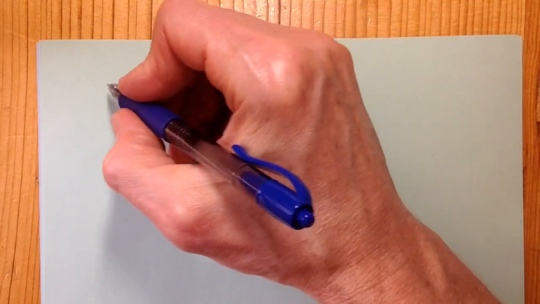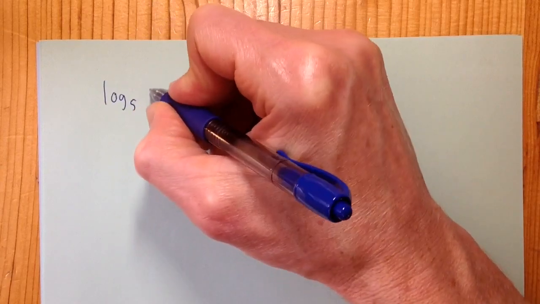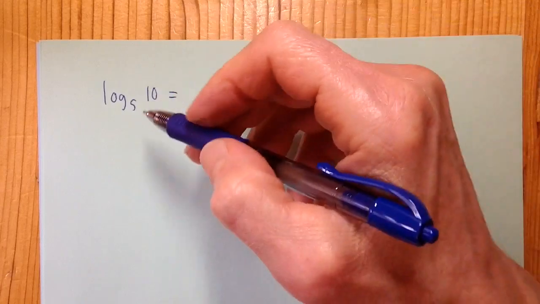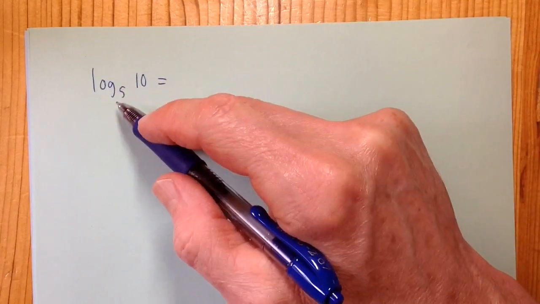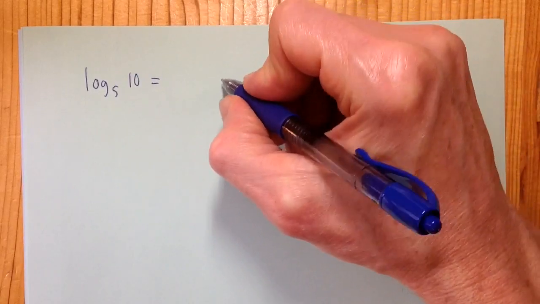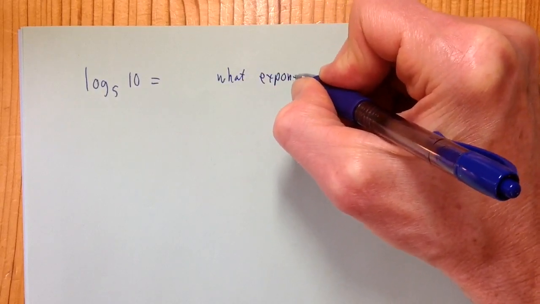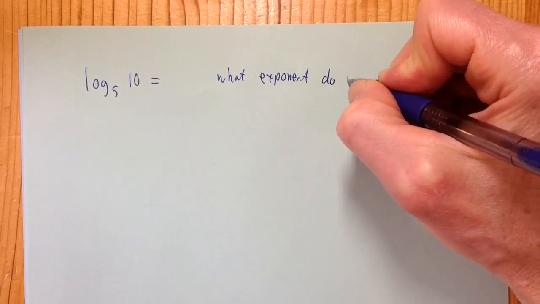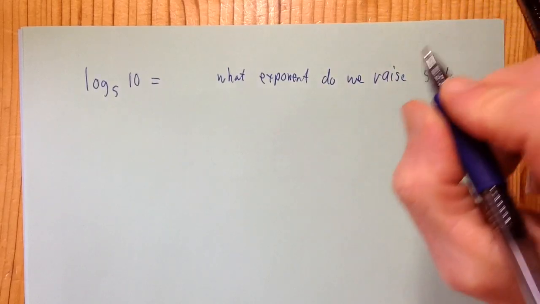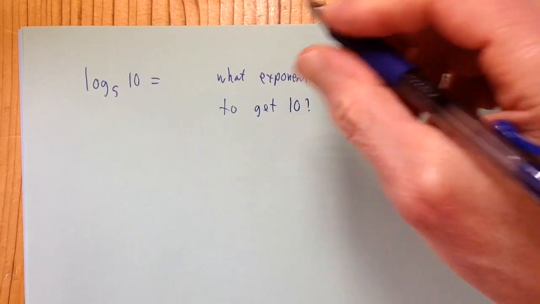So let's say that we want to know what the log base 5 of 10 is. What this is asking, and this is the whole thing, is what exponent do we raise 5 to get 10? So the words are: what exponent, what power, do we raise 5 to, to get 10? So again, we can guess.